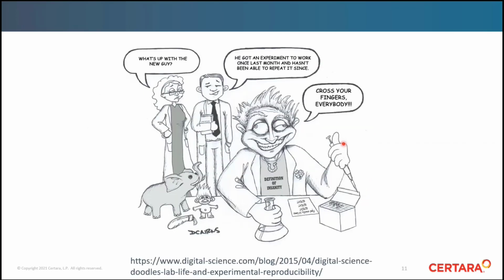But reproducibility is a challenge. I'm sure we have all been that person in the lab running an experiment and not being able to reproduce or replicate it. So it's not uncommon, even within my own lab, to have something happen once and then we're not able to reproduce it.